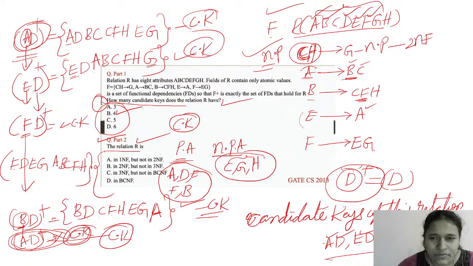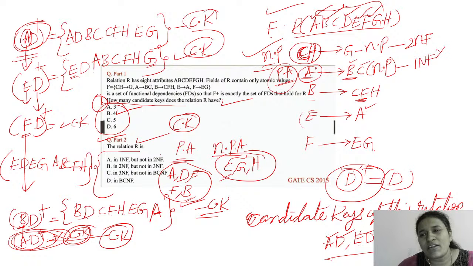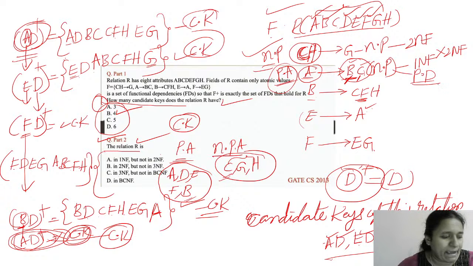Next, A is a prime attribute. BC: C is non-prime, so BC is non-prime. Prime to non-prime is partial dependency. That means this is in 1NF only, not in 2NF, because B is a prime attribute but C is non-prime. Partial dependency is not allowed in second normal form.